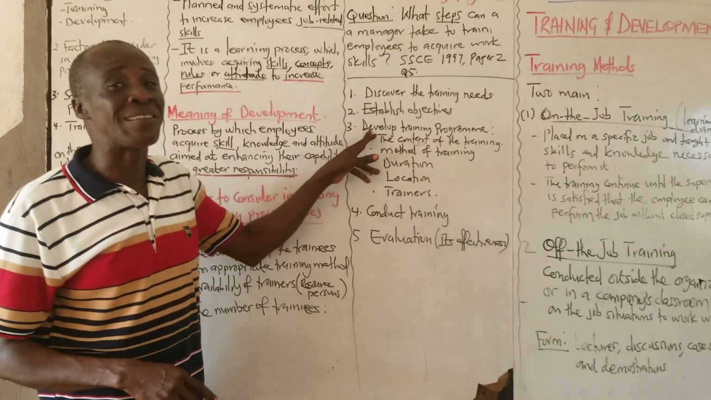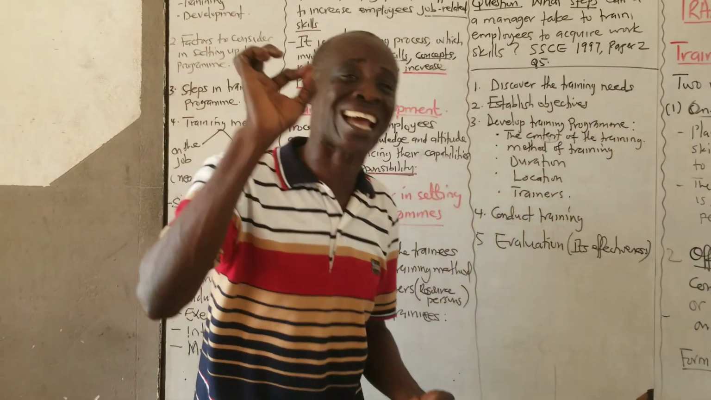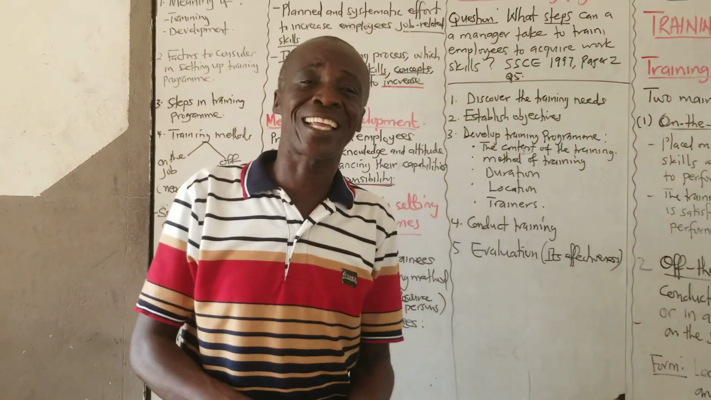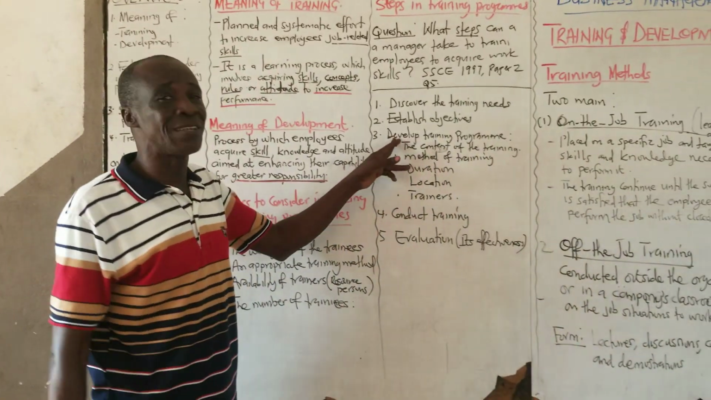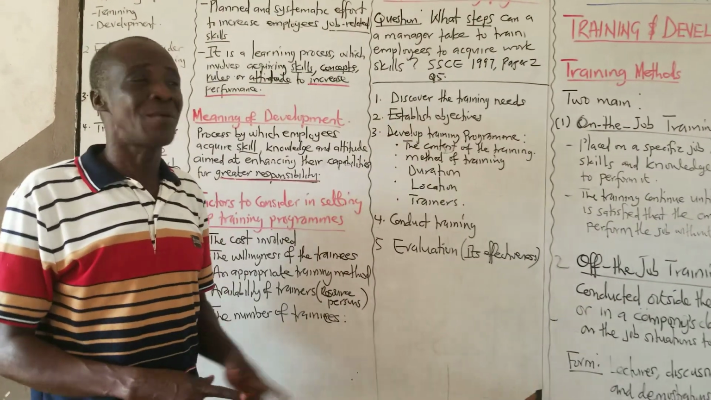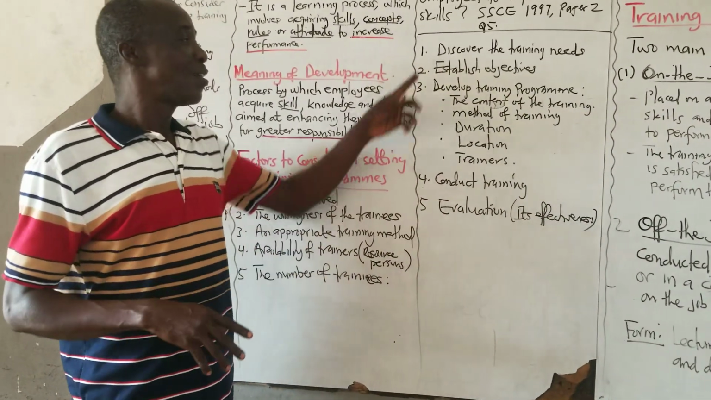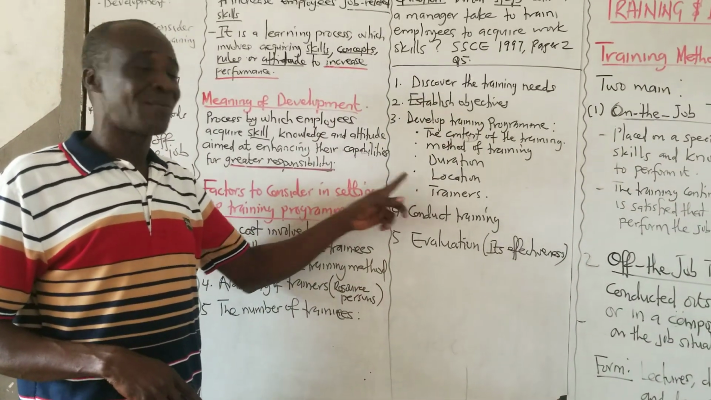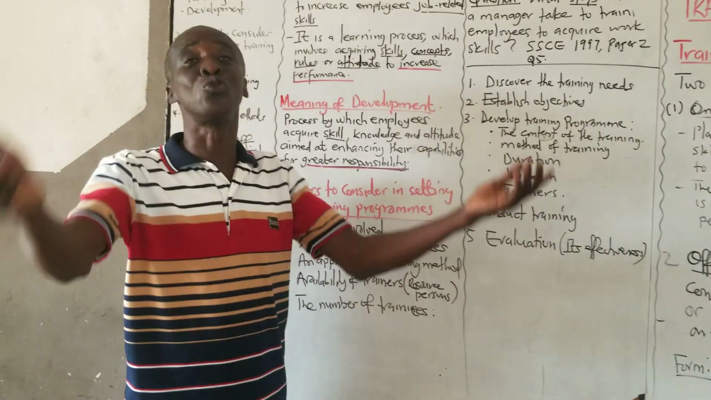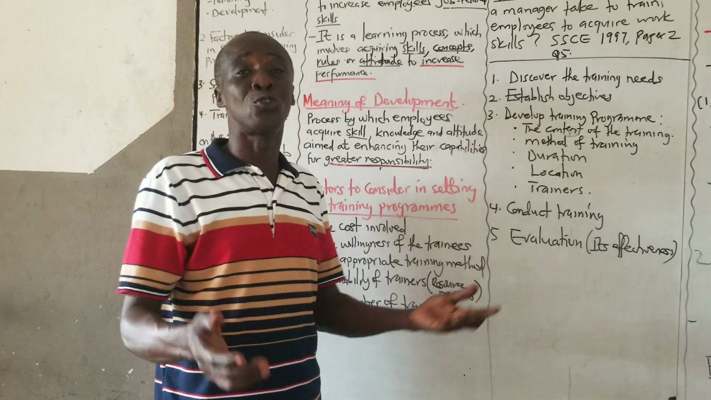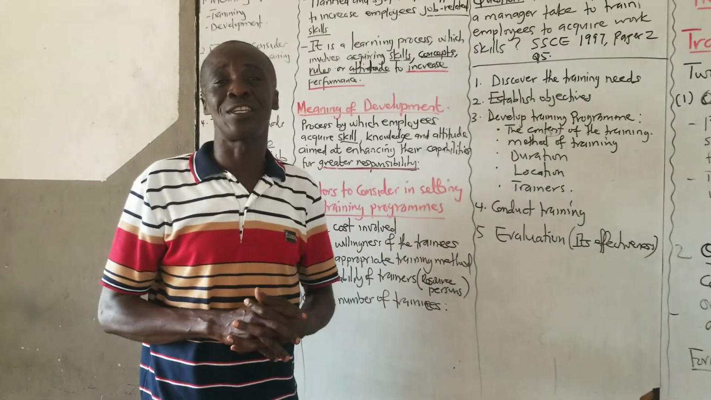So you have to develop a training program. Remember, we said the first thing is that you need to discover the training needs. The second thing, you establish your objective. Then you have to develop the training program, and we have talked about what goes into the program. Once you have the program, then you conduct the training. Conduct means you do. You said this is what you are going to do. You want to train them to acquire what? So you start it. So you conduct the training.